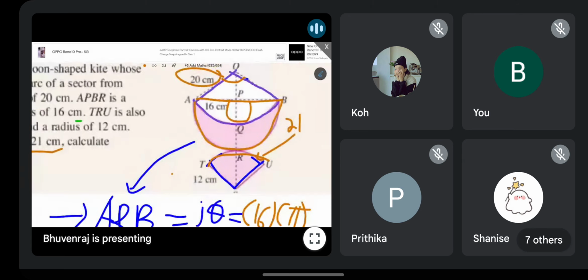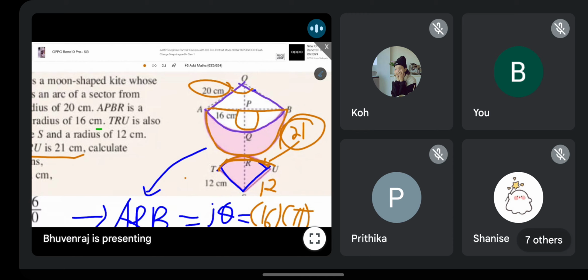Okay, so the last one, they ask you to count the area of the kite. Okay, luas lelayang, which mean the luas kawasan berlorek lah. In other words, count the area of shaded region. Okay, so wait, let me see. Okay, so first thing, how to get this area? Let me show you.